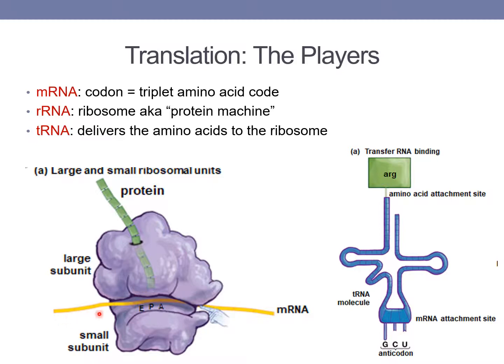The messenger RNA, as you see here in yellow, is read by the ribosome 3 nucleotides at a time. So it's read in codons to determine which amino acid from the transfer RNA is going to appear next in that growing protein chain. And so now we're going to look at the translation in more detail to see how this works.